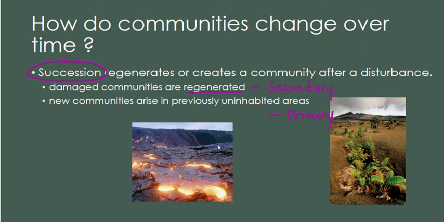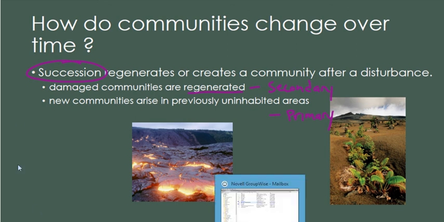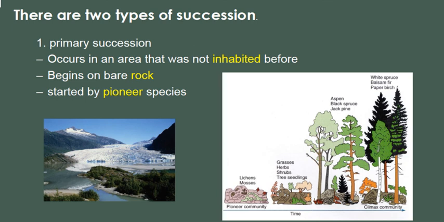So starting from scratch would be like starting from a volcano flow. If there is a hurricane that wipes out a lot of ecosystems, you still have soil. So that will be secondary. So primary, starting from scratch. What we mean by that, no soil. This takes a long time.